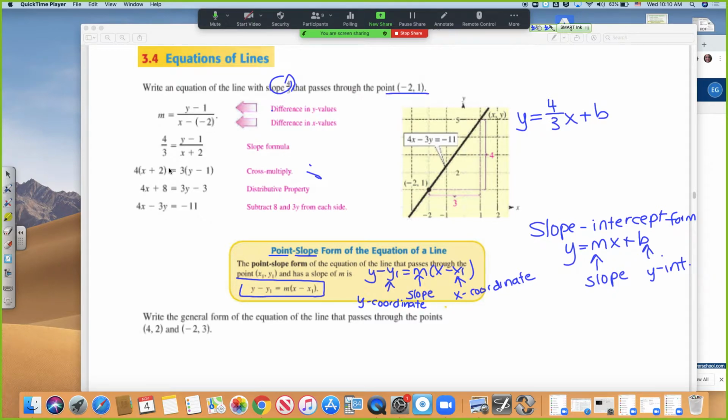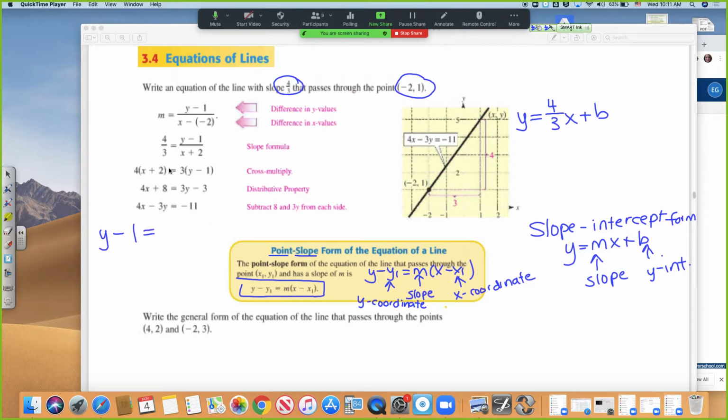Point-slope form is actually easier to use because if they give you the slope and they give you not the y-intercept, but just a random point, you can put it right into the formula. The formula is just weird. The formula says take y and subtract whatever the y coordinate is. In this point, what number represents the y coordinate? And by that I mean just the number that's in the y spot. 1. So this would be y minus 1 equals.